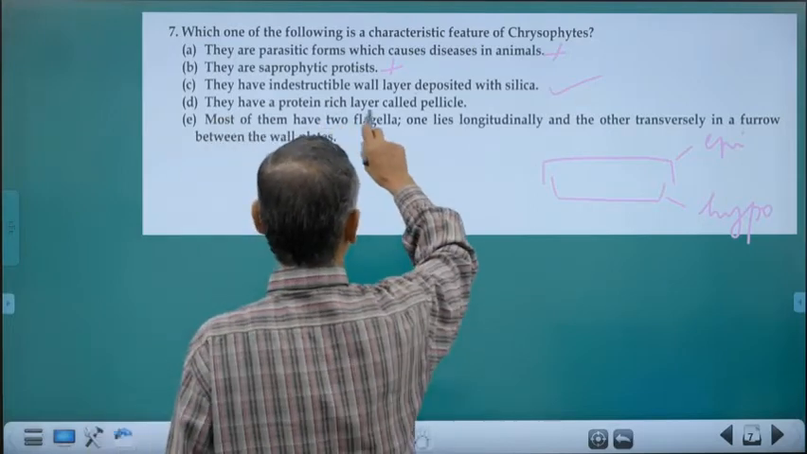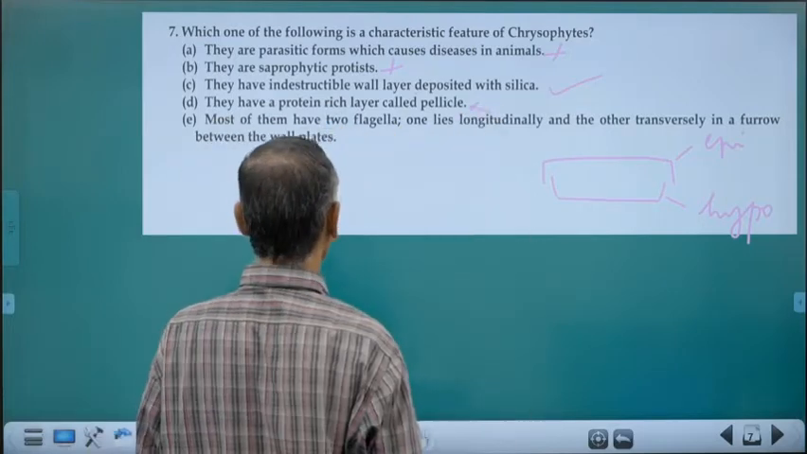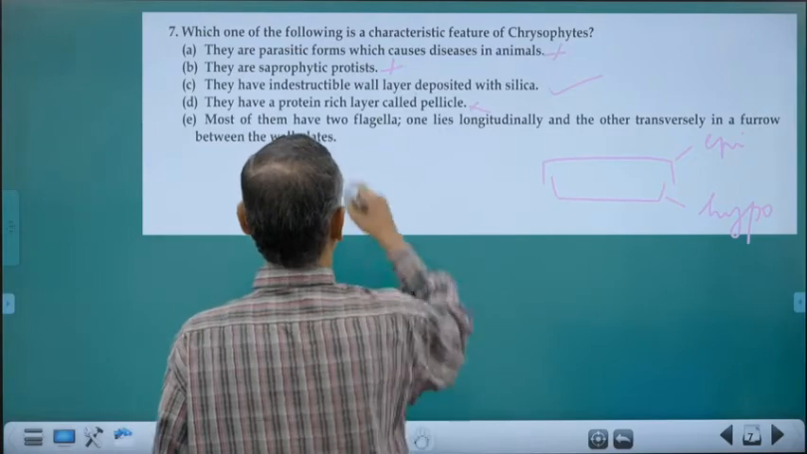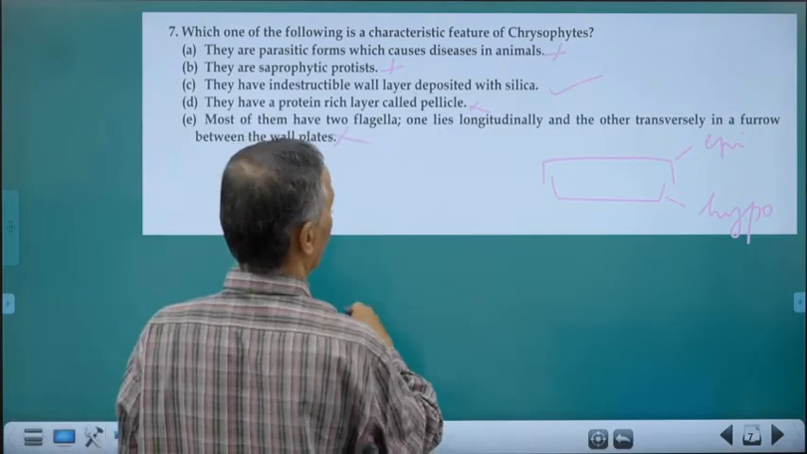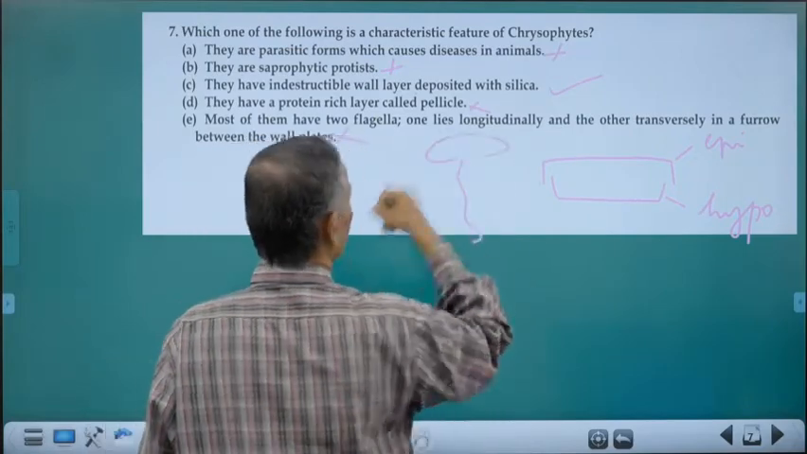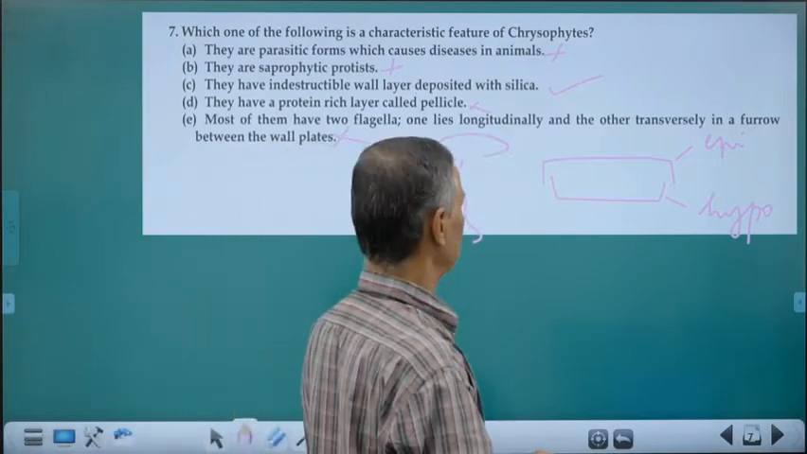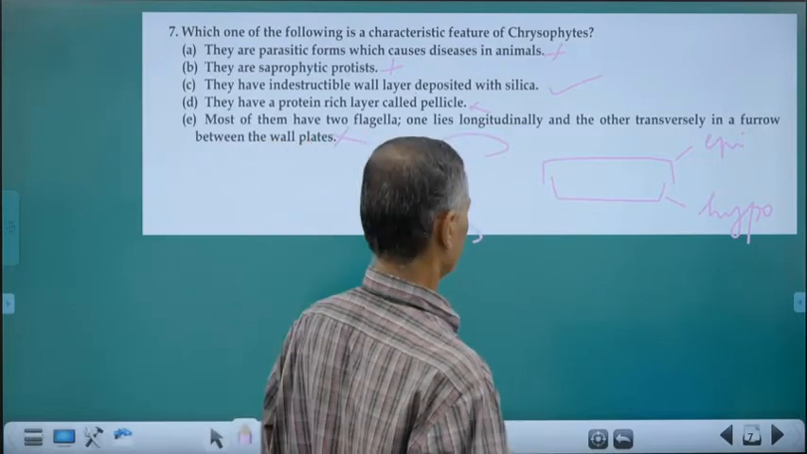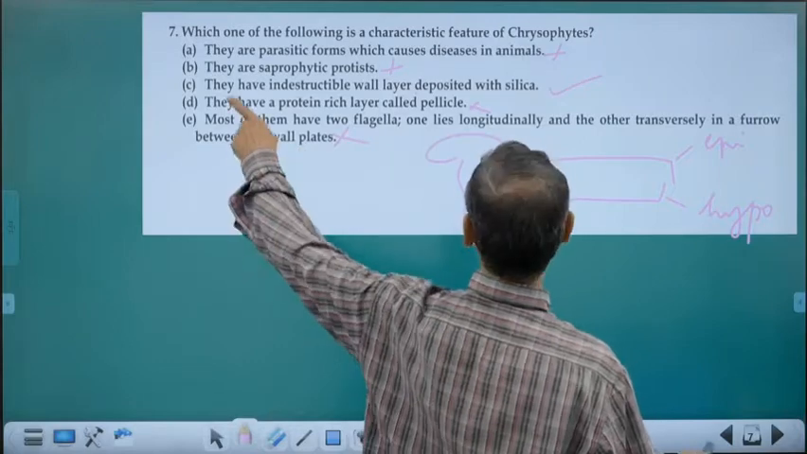A protein rich pellicle, that is euglenoids. Most of them have 2 flagella, one lies longitudinal and the other transverse. This is for dinoflagellates. Okay. So, the answer is C.